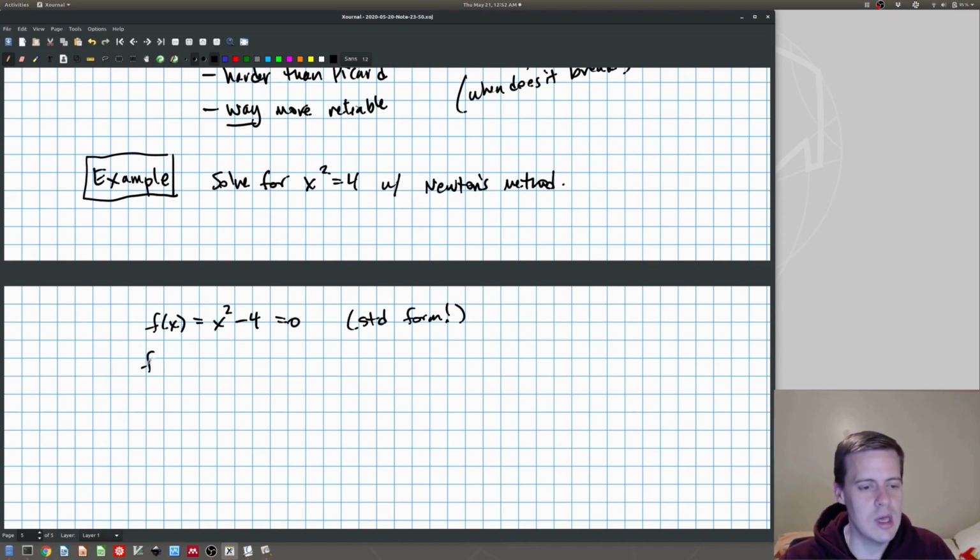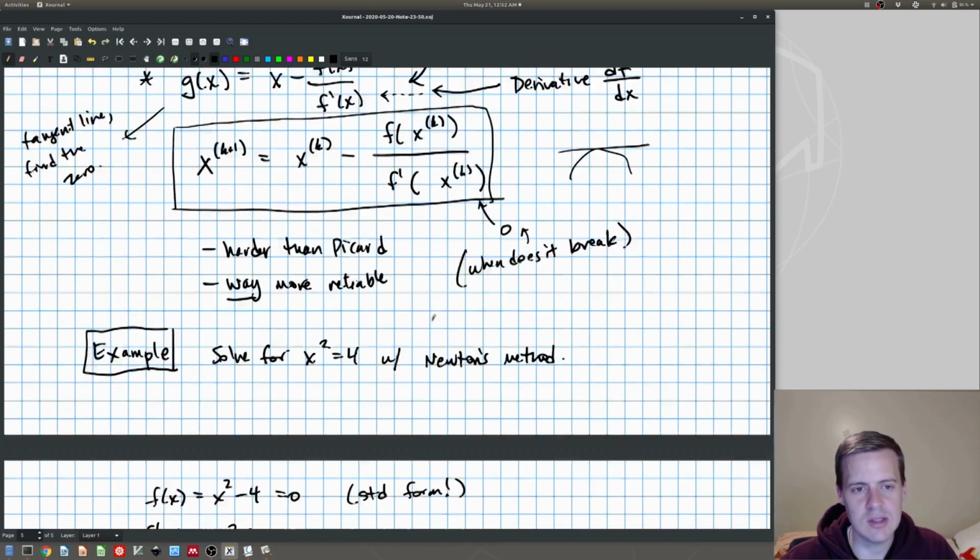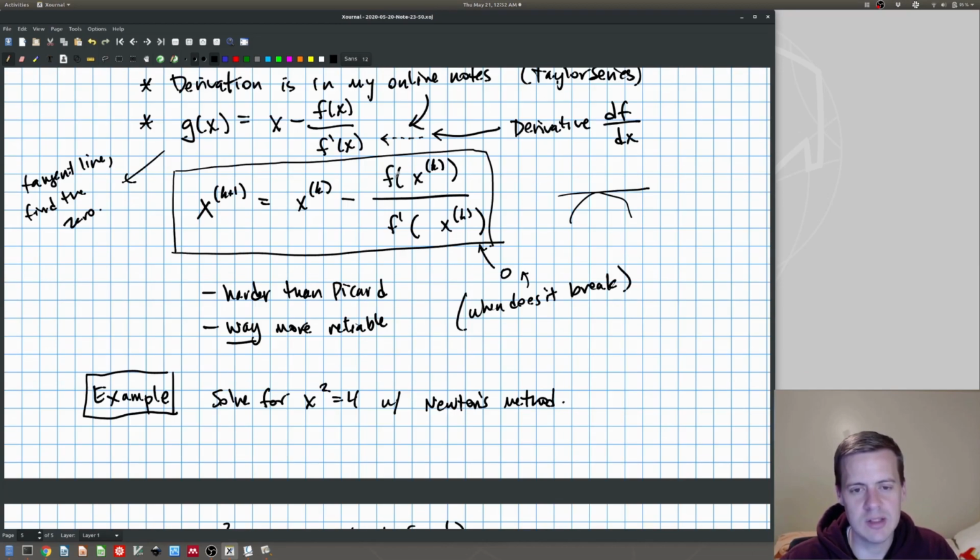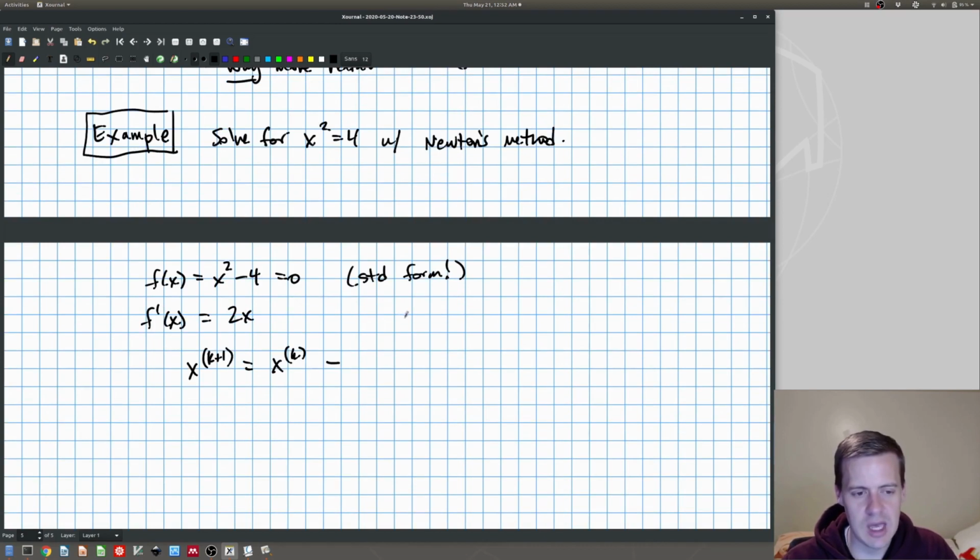Then we also need f prime of x. We need to take the derivative. Even I can do this derivative. That's 2x. And so now we can write down Newton's method's formula. x at k plus 1 is equal to x at k, minus, don't forget the minus sign. That's the other thing that people always screw up, is they forget the minus sign. You write f of x at k, so f of x up here, that's x of k squared minus 4, divided by f prime, which is 2x at k.